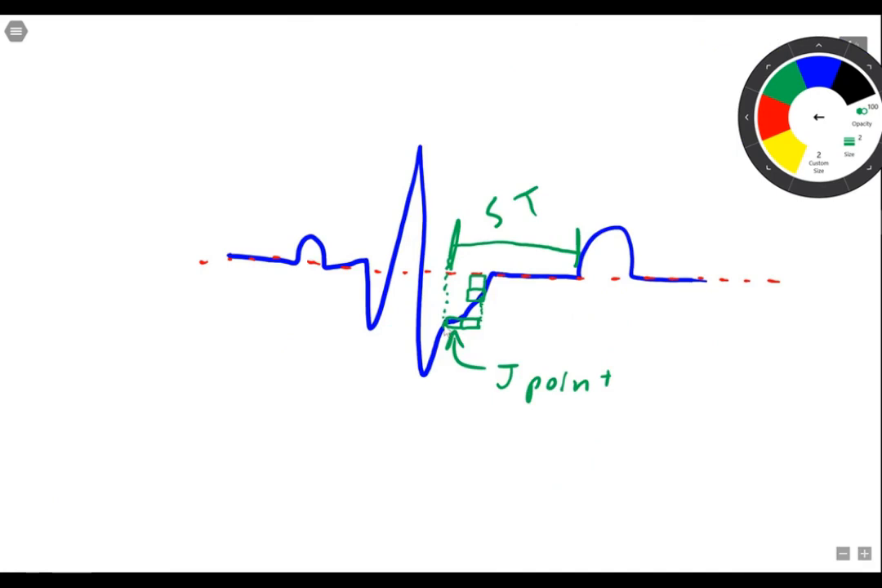Okay, so what do we have here? So we had our Q, our S came up, it changed direction, so here's our J point. We're going to go 0.08 seconds, or 2 small boxes to the right, find out where our line is. Here it is. So our question is, is it at least 1 small box below baseline? And it is. It's almost 2 small boxes. So this is about 2 millimeters below baseline. Whoa. Below baseline. So this would be some significant ST depression and likely be ischemia. This is what we're looking at with the ST segment.